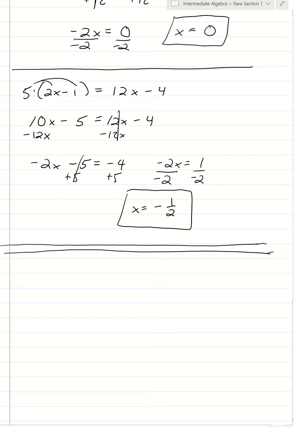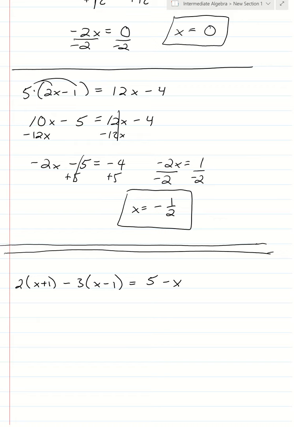For example, let's say we have the following: 2 times x plus 1, minus 3 times x minus 1, equaling 5 minus x. Once again, we want to go through our 4 steps to solving.